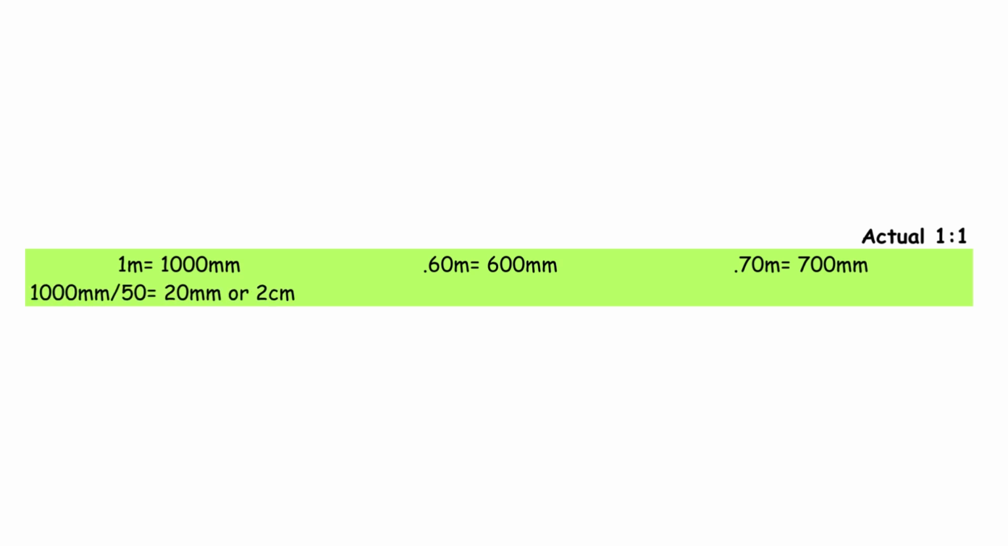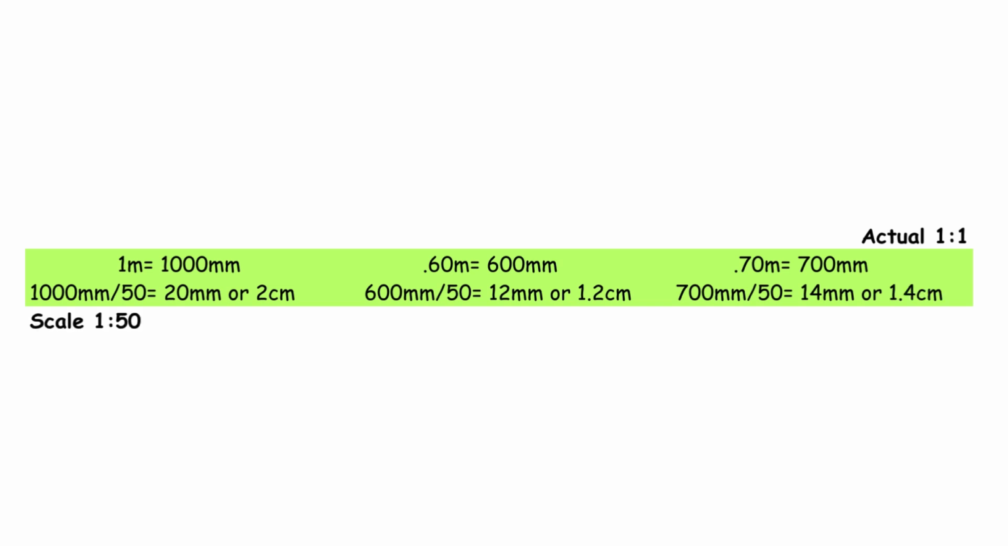Next, let's have an example of actual, or 1 is to 1. 1 meter is equal to 1000 millimeters. 0.60 meter is equal to 600 millimeters. 0.70 meter is equal to 700 millimeters. In scale 1 is to 50, 1000 millimeters divided by 50 is equal to 20 millimeters or 2 centimeters. 600 millimeters divided by 50 is equal to 12 millimeters or 1.2 centimeters. 700 millimeters divided by 50 is equal to 14 millimeters or 1.4 centimeters.